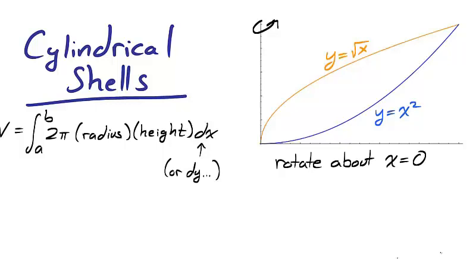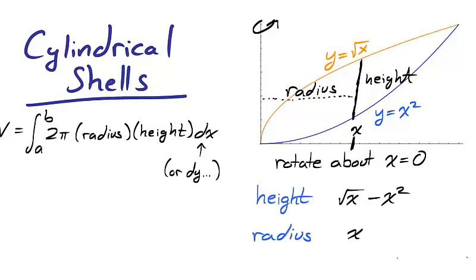Let us revisit the region defined by the curves y equals x squared and y equals the square root of x, and let's rotate it about the y-axis, which is x equals 0. Choosing a slice of the region parallel to the axis of rotation, we choose an x value between 0 and 1. We then calculate the height of that slice. It's the top minus the bottom function, the square root of x minus x squared.